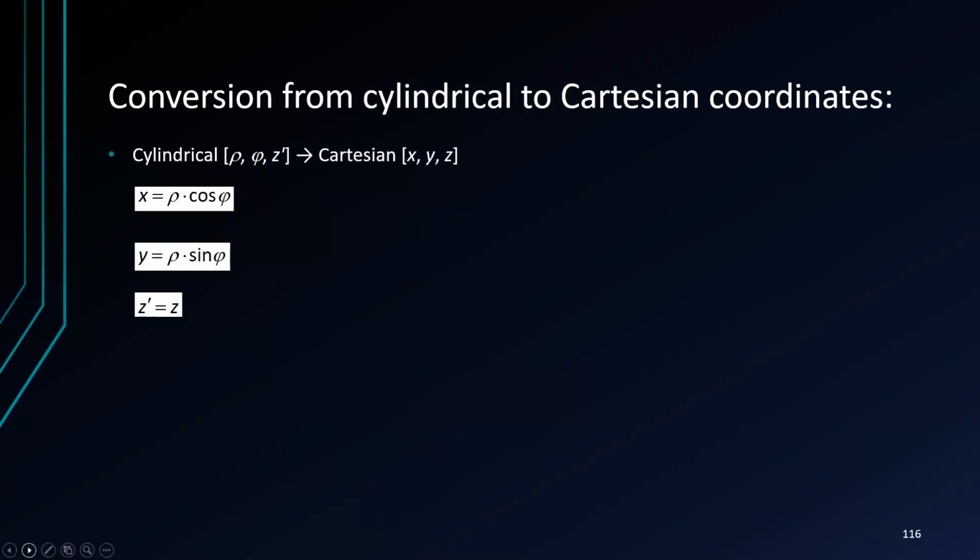So, conversion from cylindrical to Cartesian coordinate. So, sa cylindrical is rho, P, z prime to Cartesian at x, y, z. So, x is equal to rho times cosine P and y is rho times sine P and z prime is equal to z. Yan lang mga equation.